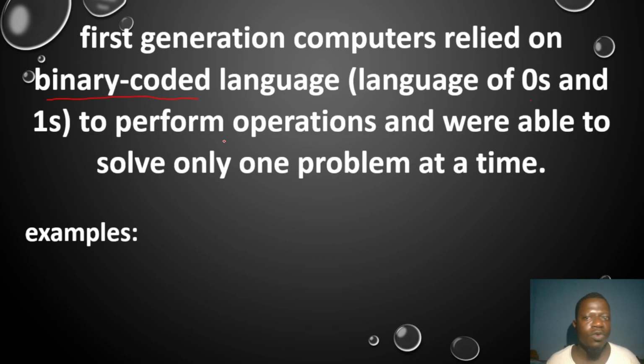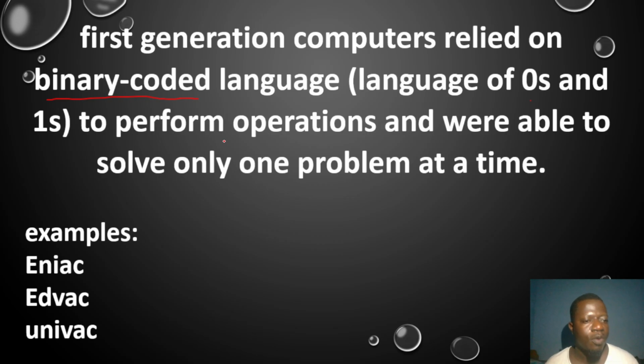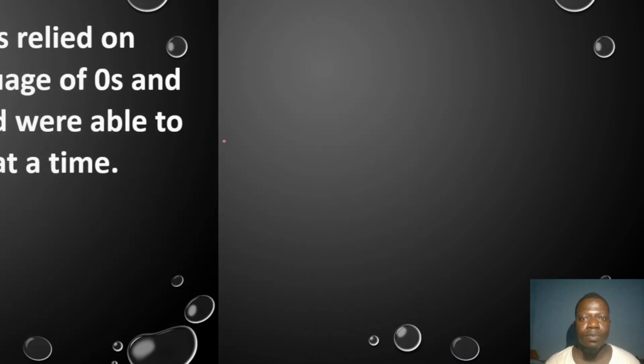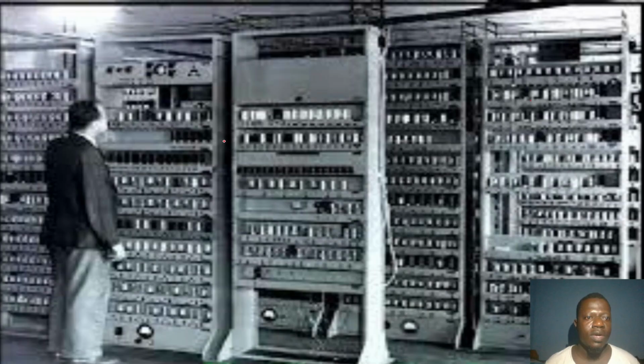We have some examples of computers which were invented using this technology, the vacuum tube. What are some of the computers then? We have the ENIAC, the EDVAC, and the UNIVAC. So these are examples of computers. We are going to look at how the vacuum tube was used on the motherboard of the computer, which made use of the binary coded language, or the vacuum tube technology.